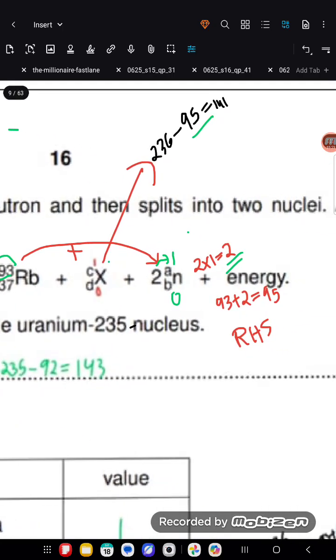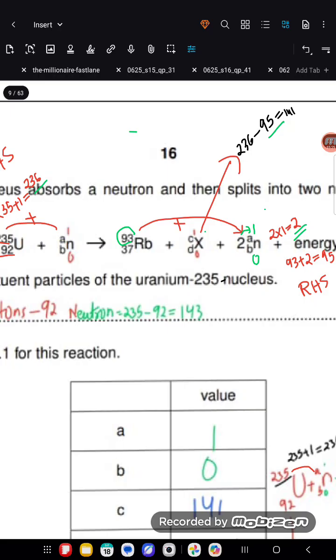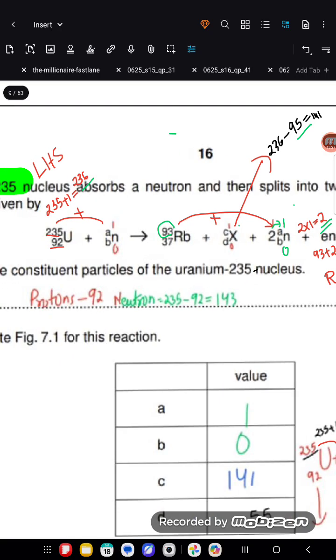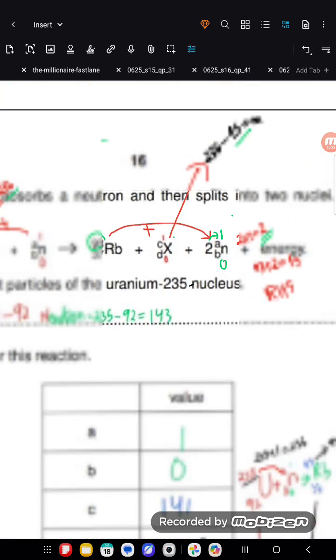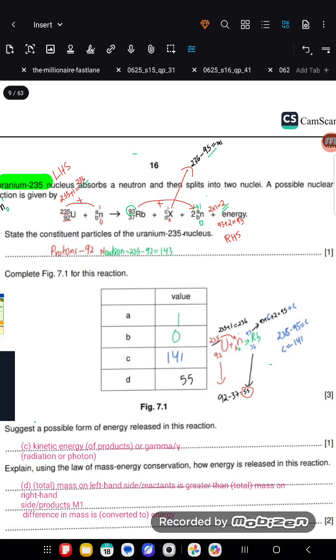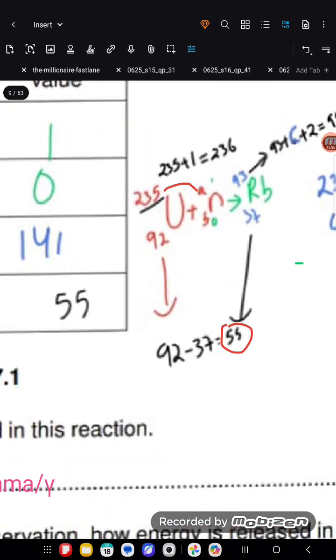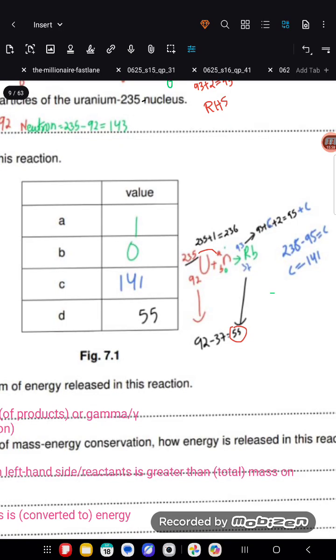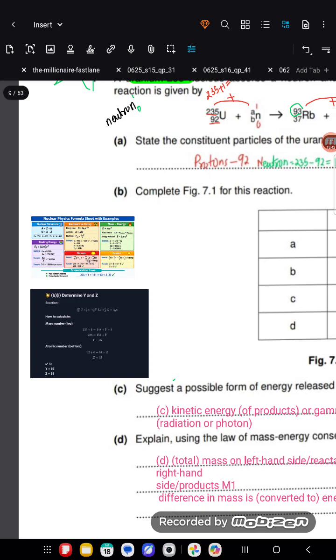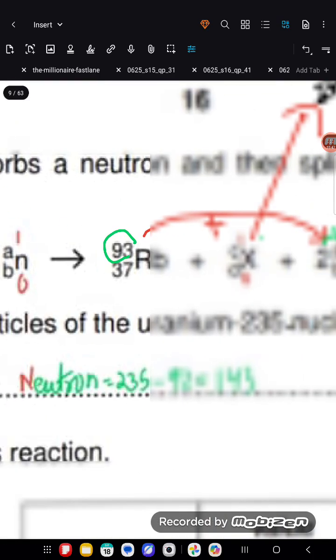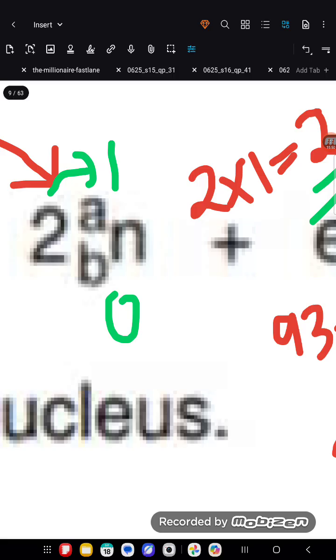92 minus 37 is what? Whatever number you get, you will write for the D. Okay, so D is 55 here. 92 minus 37 you got is 55. Okay, so this is very simple. Right side number should be equal to left side number, and this one will be 1 and 0.